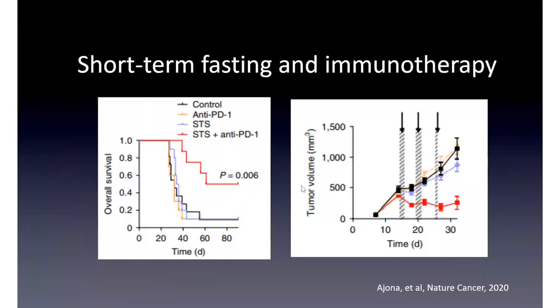And in this study looking at immunotherapy, so an anti-PD-1 treatment with, I'm trying to remember what type of fasting mimicking. This was just cyclical time restriction, but some type of, I think it was considered a short-term fast. And what they found again was that the combination of the short-term fasting with the anti-PD-1 was far superior than any of the others by themselves, both in overall survival and in tumor volume.